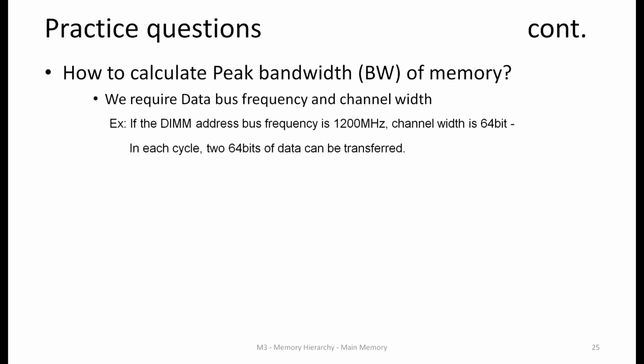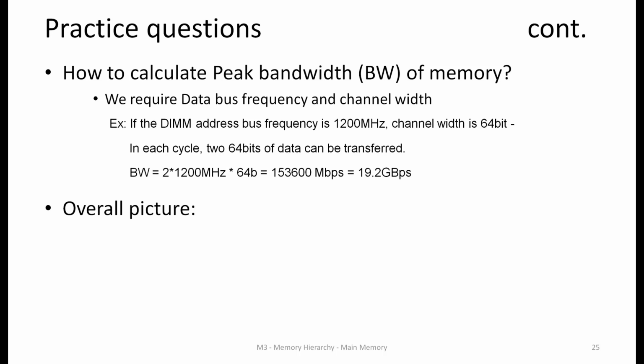It means that in each cycle, at 1200 megahertz, we would get 2 times 64 bits of data. Why? Because the data bus works at twice the frequency of the address bus. So the bandwidth is 2 times the address bus frequency times the width of the channel. Here it is 19.2 gigabytes per second.